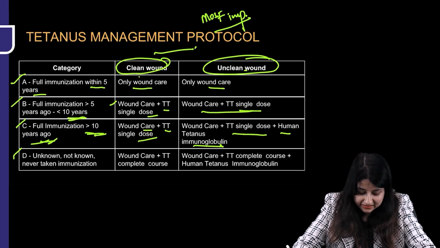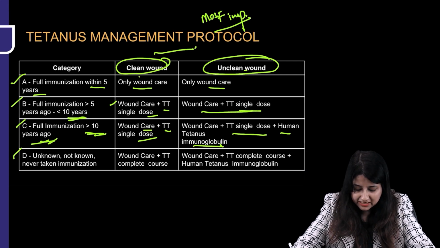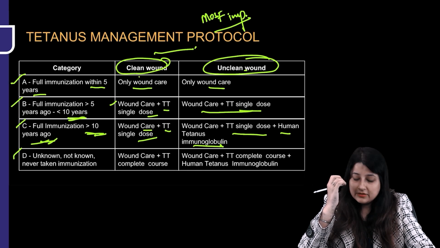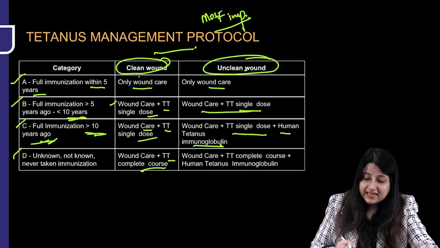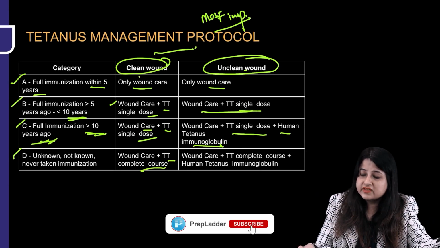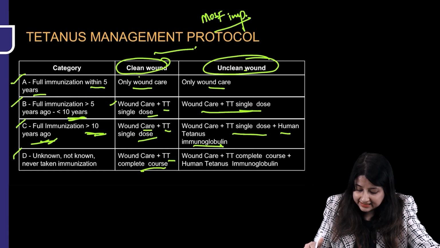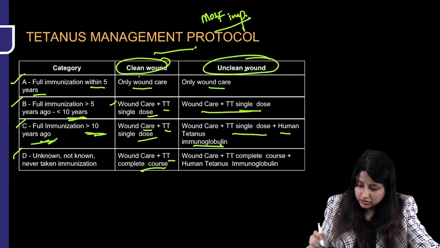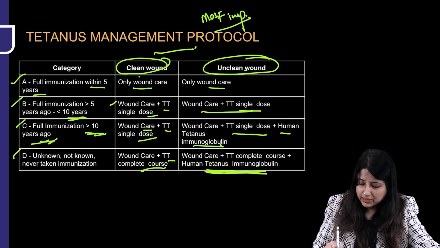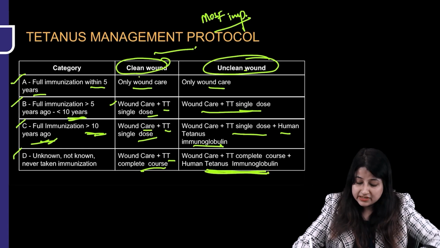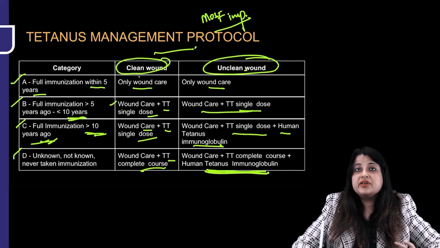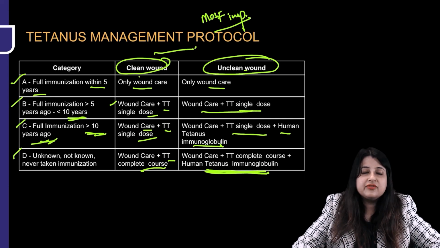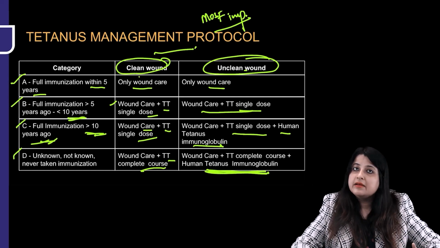Now, if the status is not known, or never taken immunization. Okay, so if it is a clean wound, wound care plus the complete course of TT, the one that we just discussed. And if it's unclean, then wound care, TT complete course, plus we are also going to add human tetanus immunoglobulin. This is actually very important. Other than whatever we've studied for tetanus, the most important is the management.